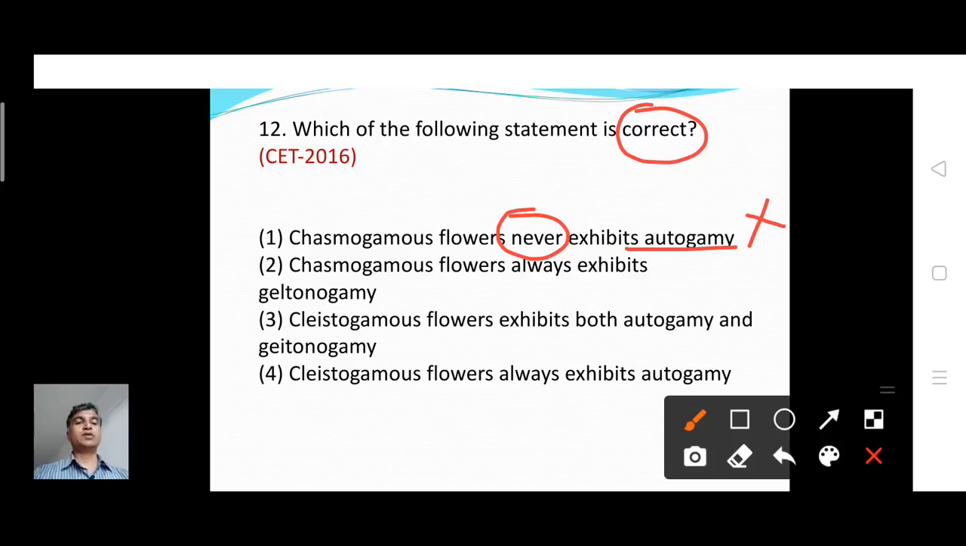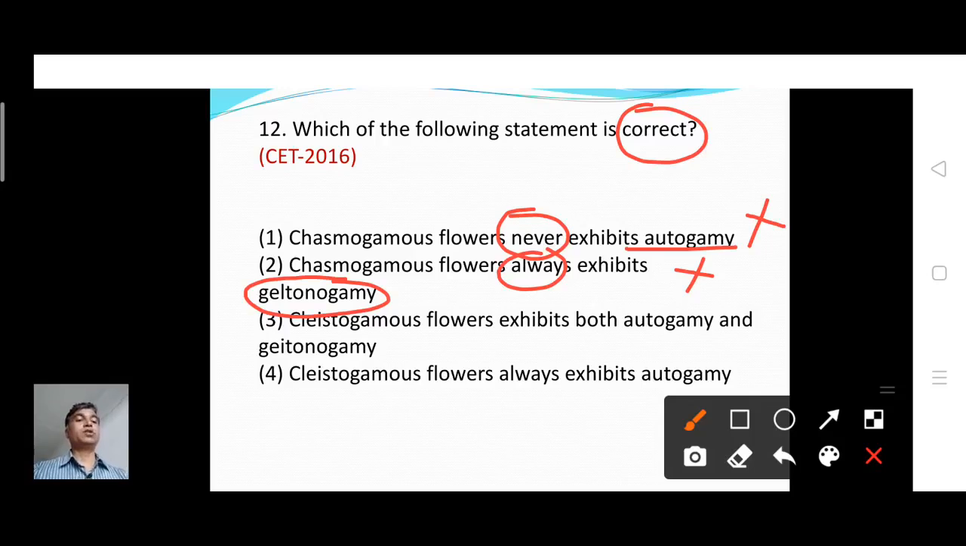In open flowers, sometimes pollination occurs within that flower, fruits are formed, seeds are formed. Chasmogamous flower always exhibits geitonogamy. No, this is also wrong one. Always means not. Xenogamy occurs, autogamy occurs, not always geitonogamy. This statement is also wrong one.